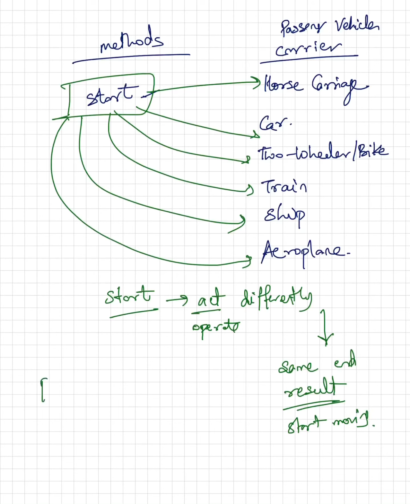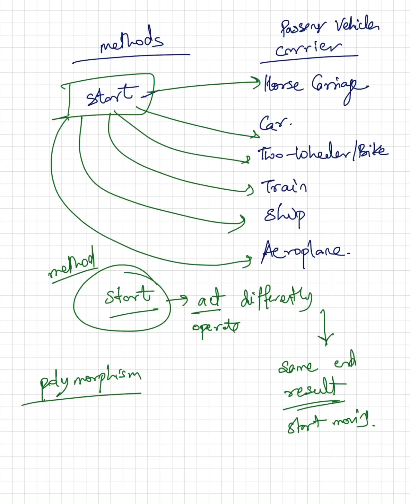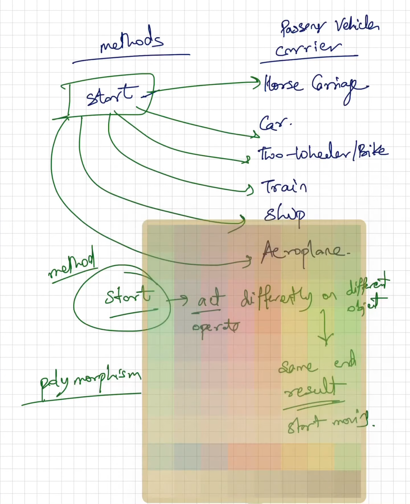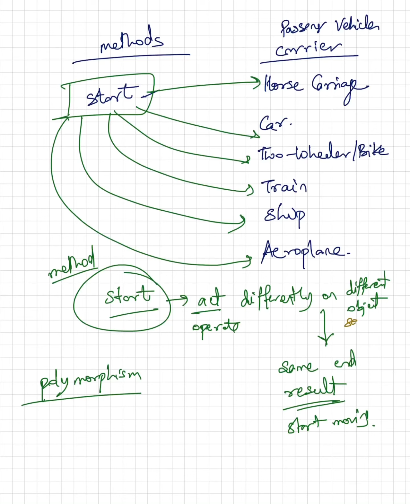So this is called polymorphism. One method can perform differently on different objects, but the end result is the same, which is on the same class. So this is called polymorphism. Now let's discuss encapsulation, inheritance, and polymorphism again.